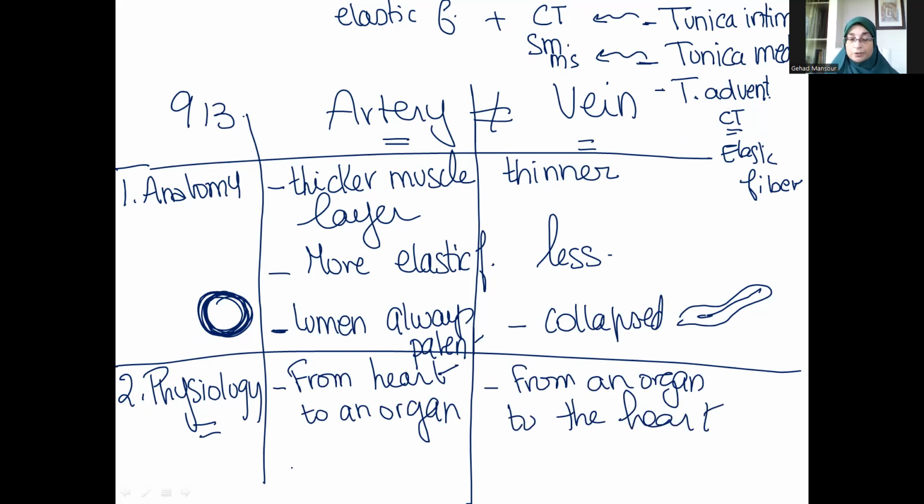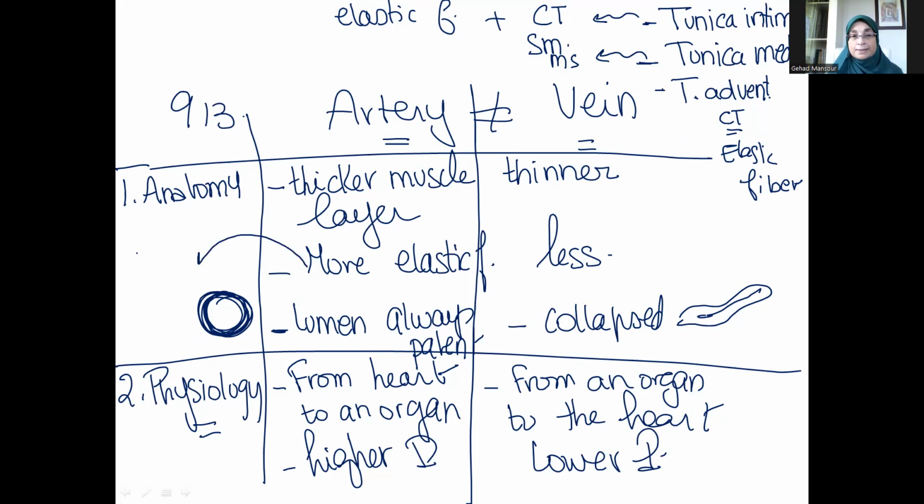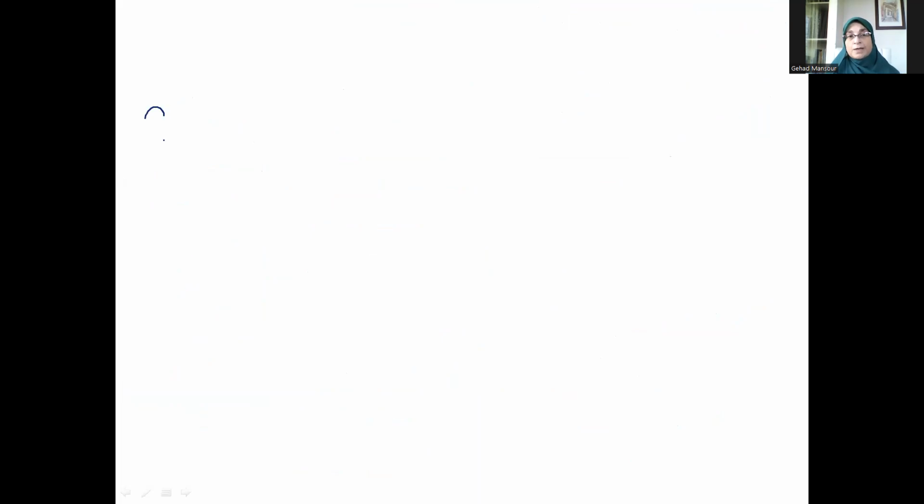Of course, the artery has a higher pressure than the vein. The vein has a lower pressure. Since the artery has more elastic fibers, it shows more elastic recoil. And this leads us to question number 14, which talks about varicose veins.